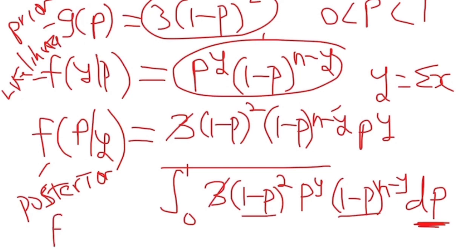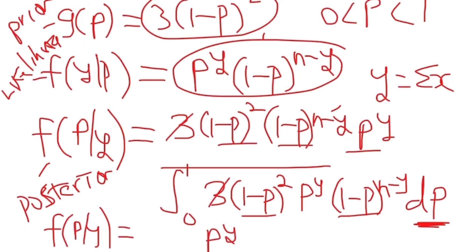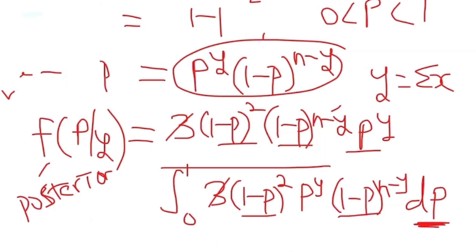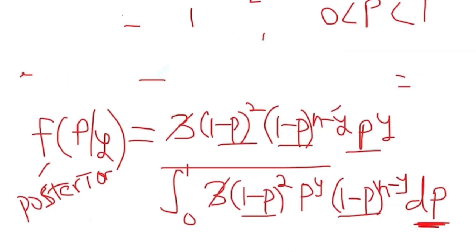Let me say what I have right now is combining that and that. So I'm going to have p raised to the power y, (1 minus p) raised to the power n minus y plus 2, divided by the integral of the same thing. Because I need room, let me clean my board now so that I can have room.